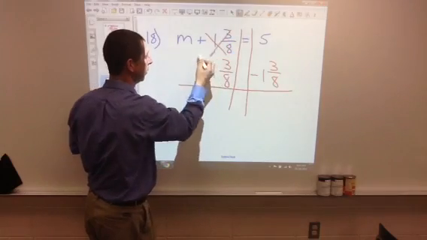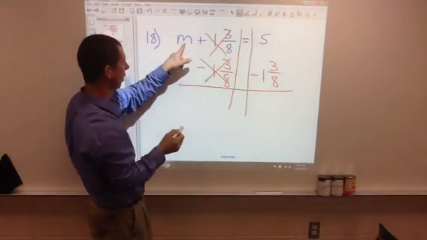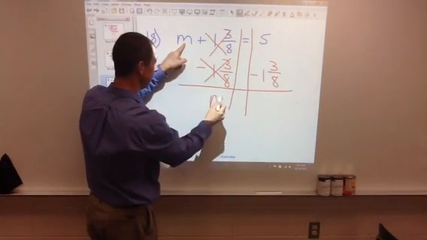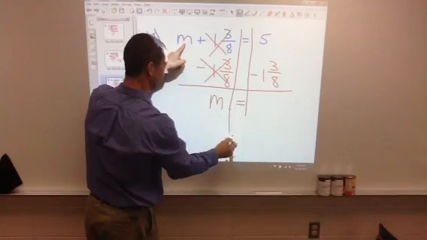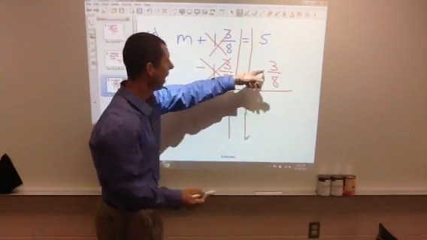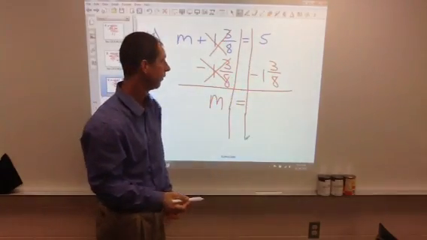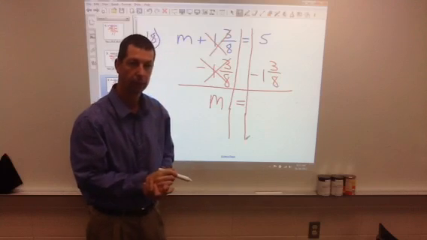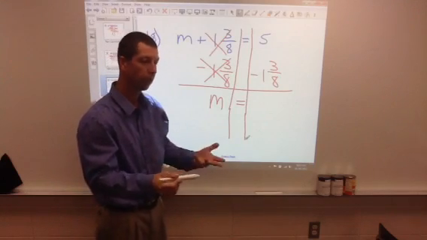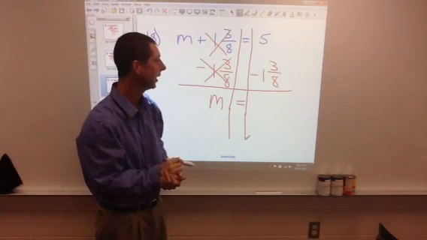These 2 cancel one another out. So we're left with just our variable, m equals, and I'm going to extend these lines a little further. Now I have to get this correct. 5 minus 1 3/8. Your calculator can help you do that if you have a fraction key.